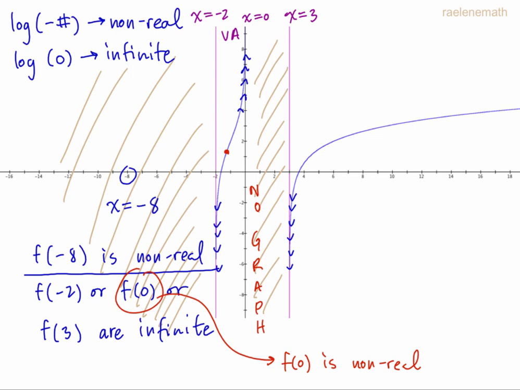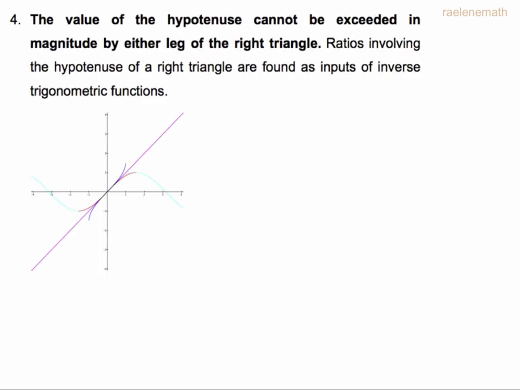Let's take a look at the last example, coming from the last type of undefined y-value and domain restriction. So here we have another case where we have to look at the graph first, because the fourth case is that the value of the hypotenuse cannot be exceeded in magnitude by either leg of the right triangle. So if we were to form a right triangle, we know that the largest side is opposite the right angle, the largest angle. And that largest side is called the hypotenuse.